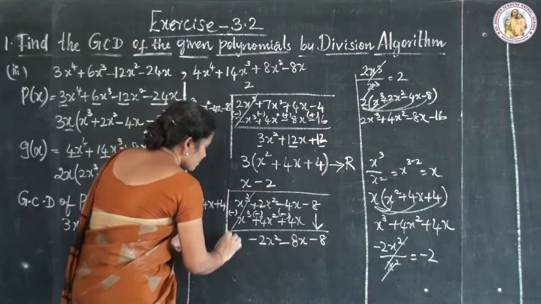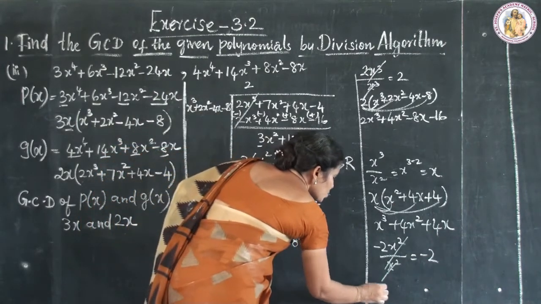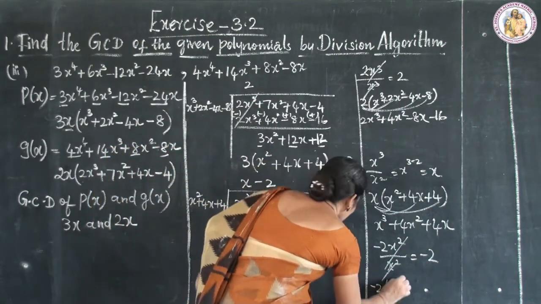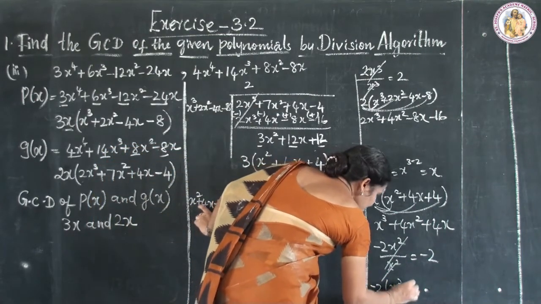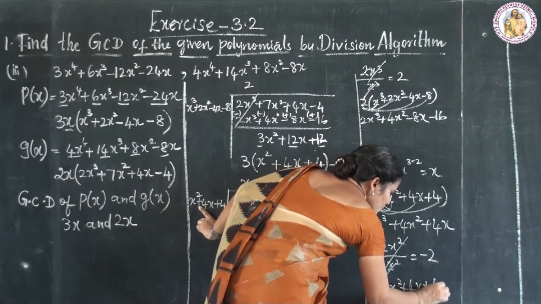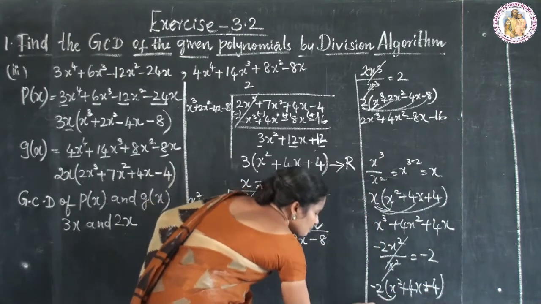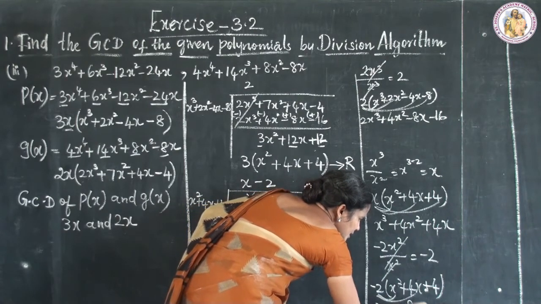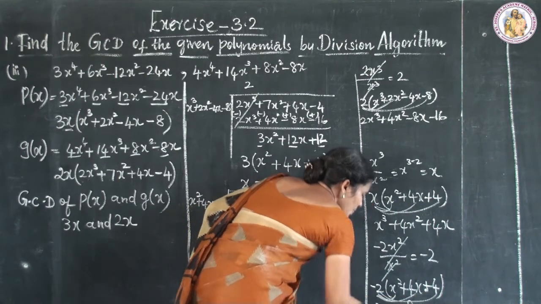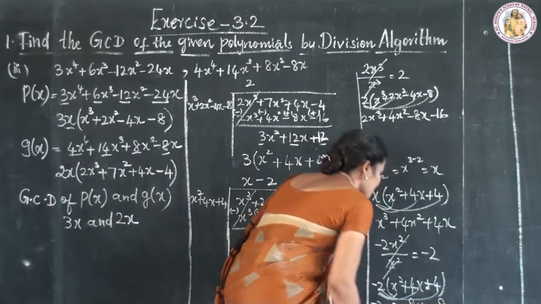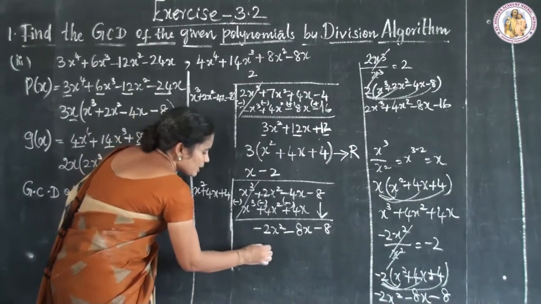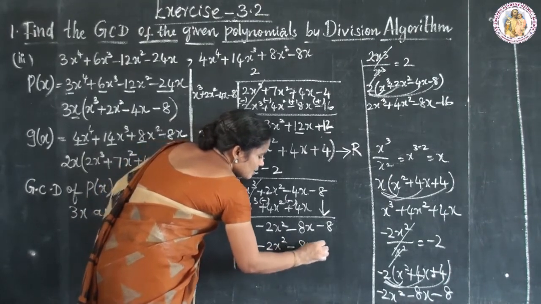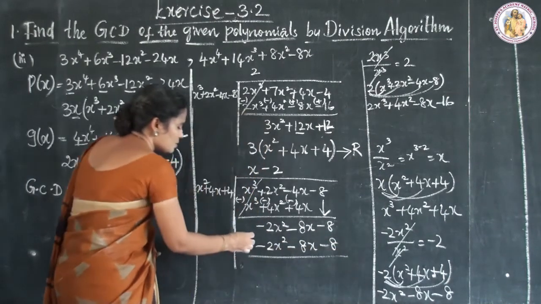Minus 2. Okay, minus 2 multiply with this polynomial x square plus 4x plus 4. So it is minus 2x square minus 8x minus 8. So minus 2x square minus 8x minus 8. Change the sign.